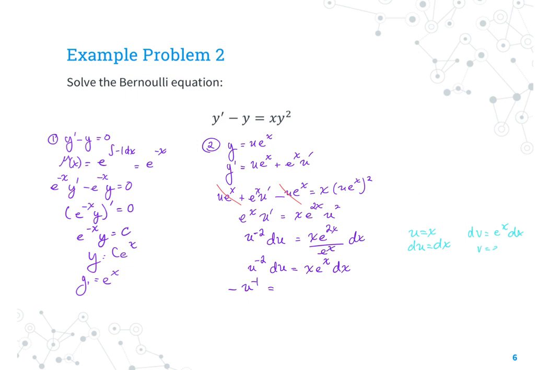So we're going to let v be e to the x. So when we plug in our uv, so x e to the x minus the integral of v du, which is e to the x dx, we now find that we have a function that we can integrate on the right. So now we end up with negative 1 over u equaling x e to the x minus e to the x plus c.